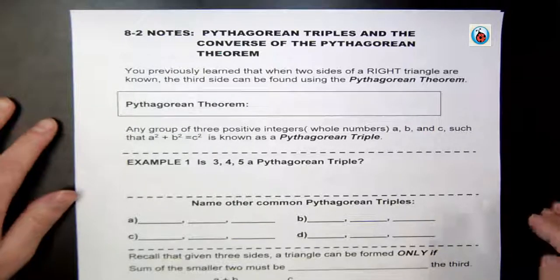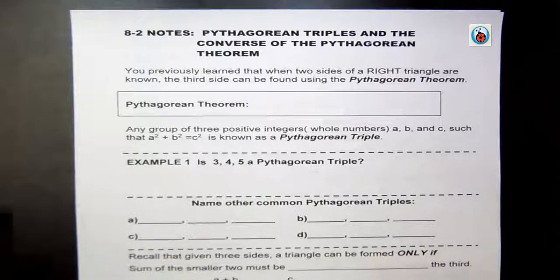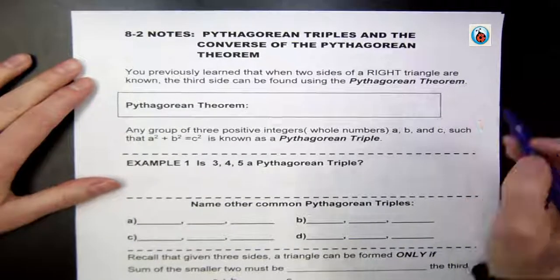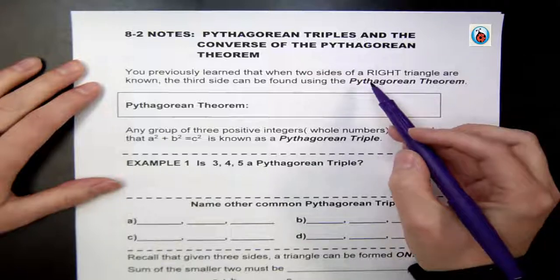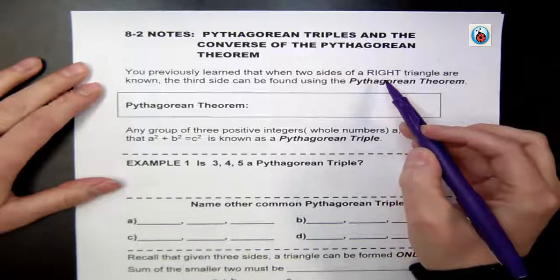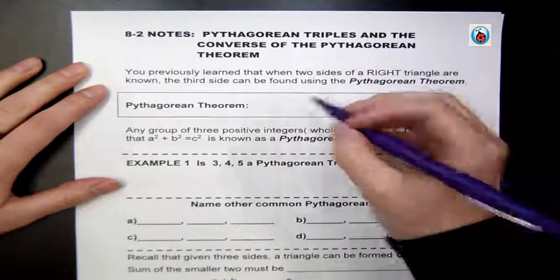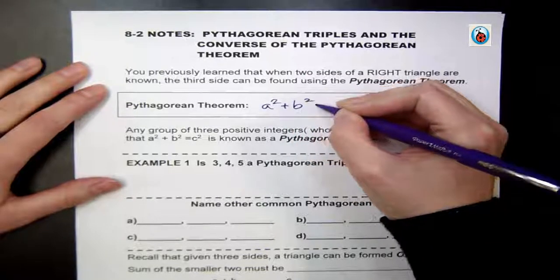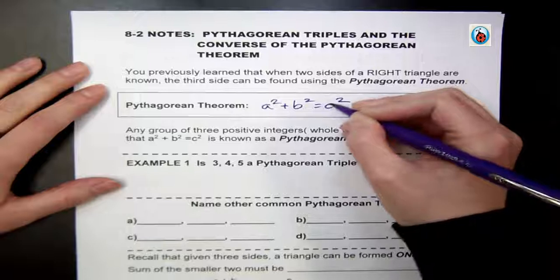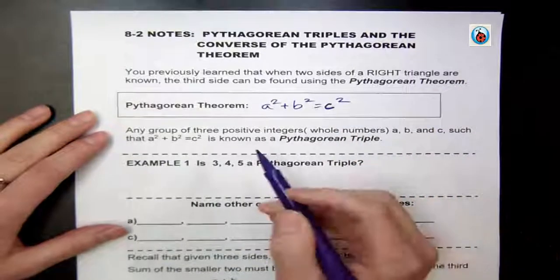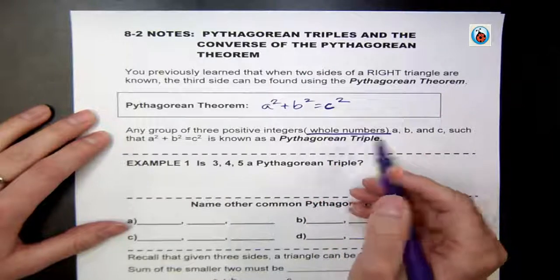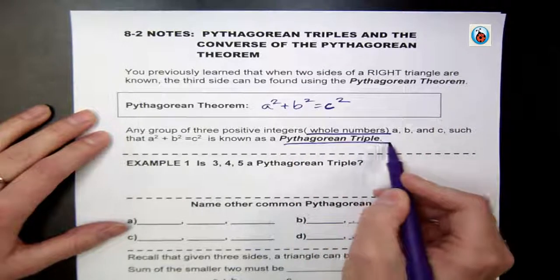Okay, this is notes 8-2 in your packet. And so we're going on with Pythagorean theorem. Previously we learned when two sides of the right triangle are known, the third side can be found using our formula of a squared plus b squared equals c squared. And anytime we find that those three numbers, a, b, and c, are whole numbers, we call those a Pythagorean triple.